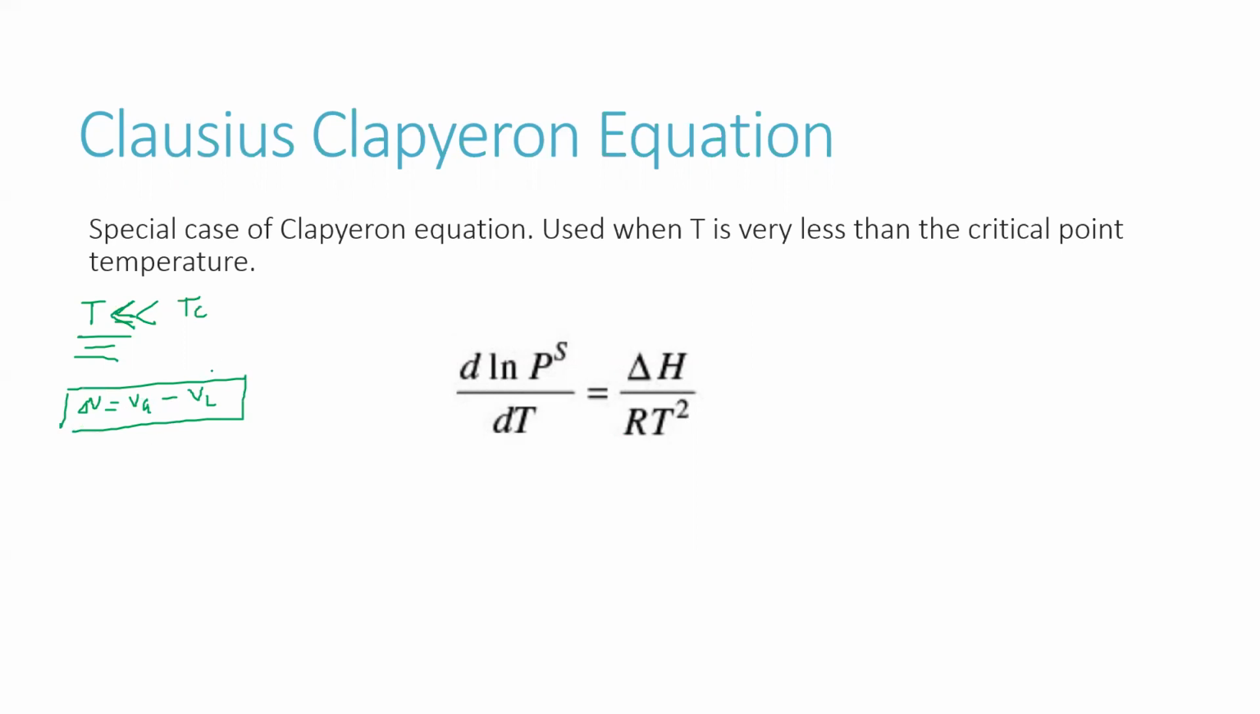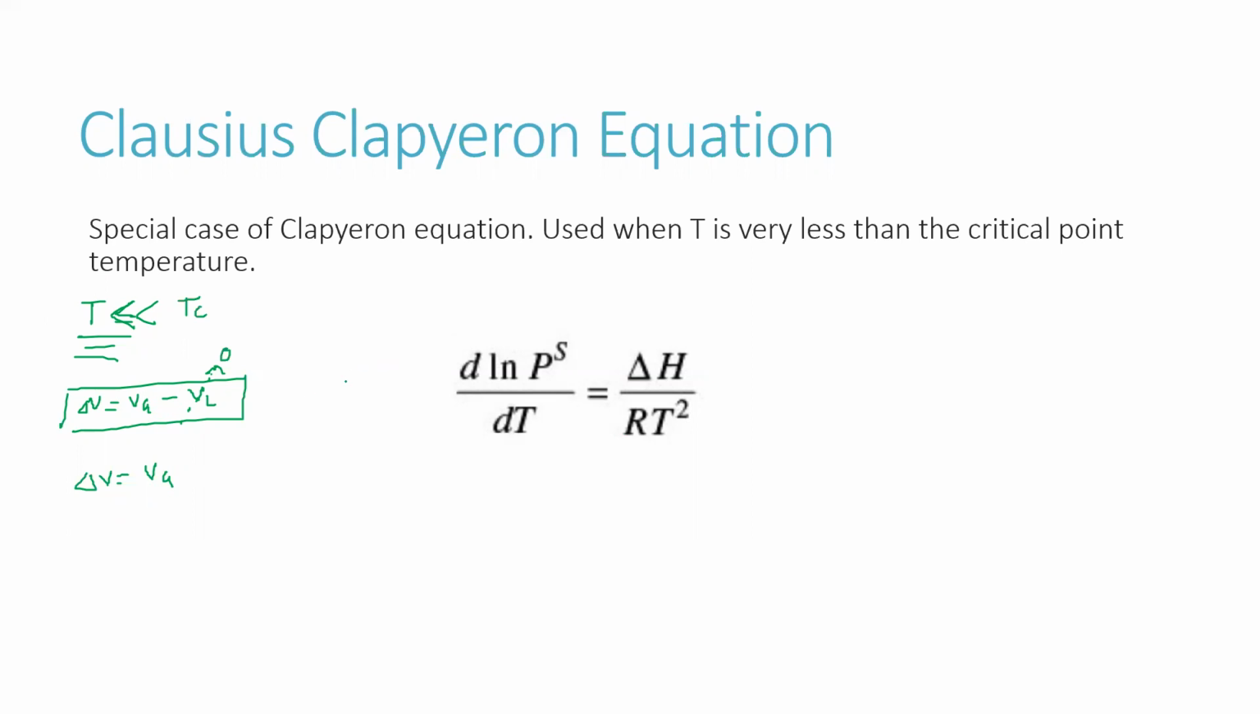So in that case, the liquid volume is so small in comparison to the vapor volume that we can neglect it. We can simply substitute delta V equal to the gaseous volume. All right, this is one assumption that we take, that temperature is very much lower than the critical temperature. Therefore, the gaseous volume is going to be much more than the liquid volume, so the liquid volume can be neglected.